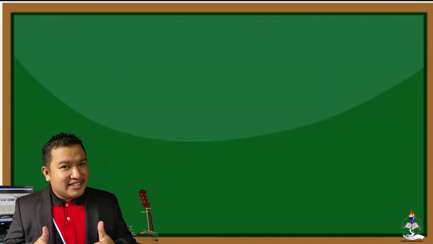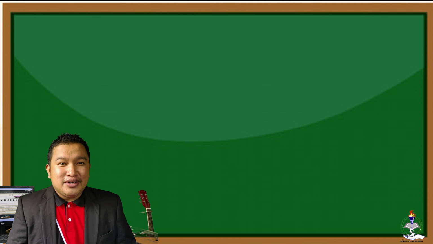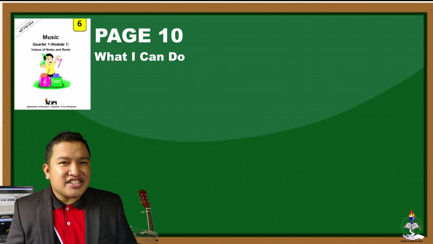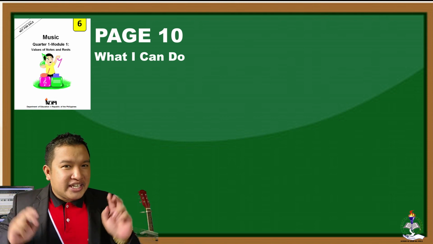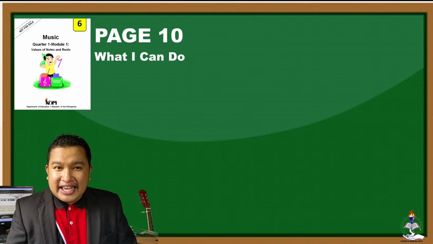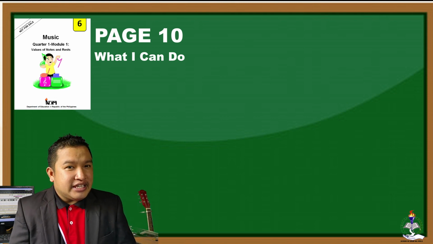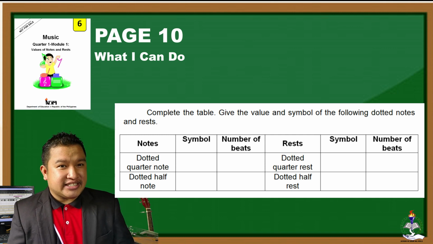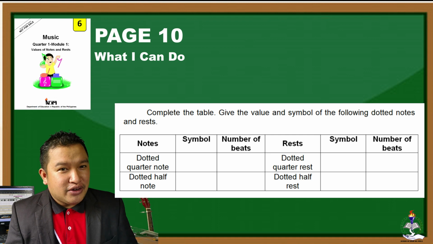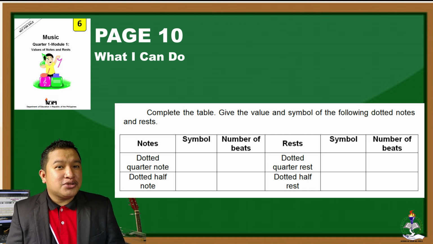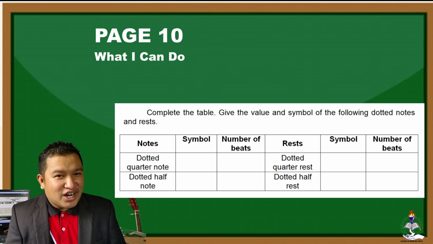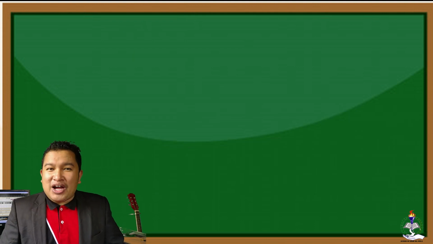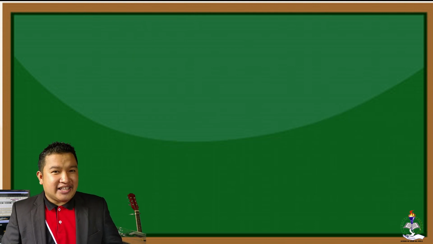Are you done? Now, turn your module to page 10 and let us answer the activity in What I Can Do. The direction says, give the symbol and the value of the notes indicated in the table. I will only give you 1 minute to do it. Start. Are you done? Very good. Now I want you to clap your hands for yourselves.